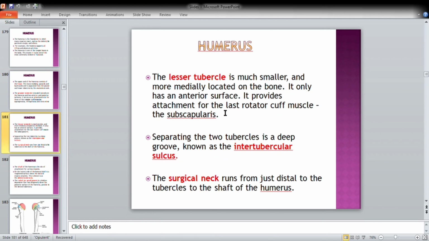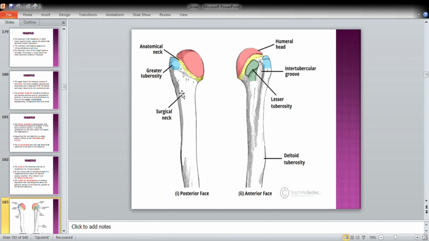The lesser tubercle is much smaller and is more medially located on the bone. It only has an anterior surface. It provides attachment to the last rotator cuff muscle, subscapularis. Separating the tubercles is a deep groove known as the intertubercular sulcus, and the surgical neck runs just distal to the tubercles to the shaft of the humerus. Here is the surgical neck.